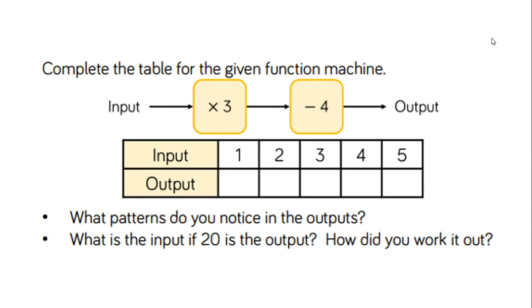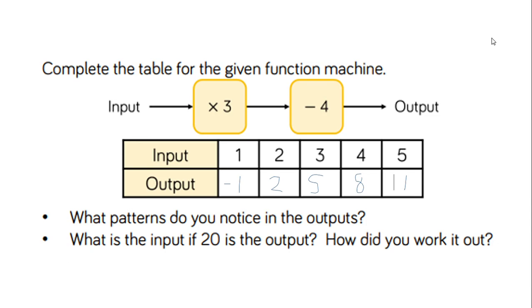Okay, if the input is 1, the output is going to be -1, because 1 times 3 is 3, subtract 4 is -1. If the input is 2, so 2 times 3 is 6, subtract 4 is 2, so the output's going to be 2. What about if the input is 3? Well, 3 times 3 is 9, 9 subtract 4 is 5. 4 multiplied by 3 is 12, 12 subtract 4 is going to be 8. And finally, 5 times 3 is 15, 15 subtract 4 is 11.